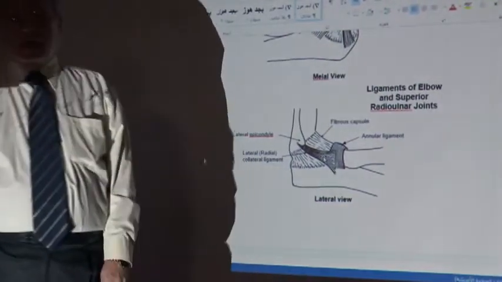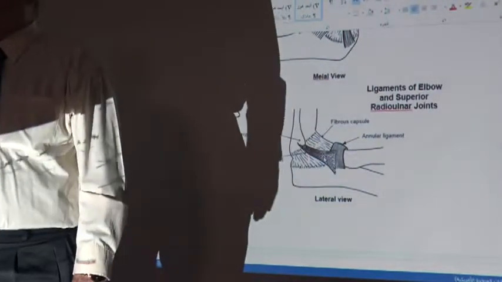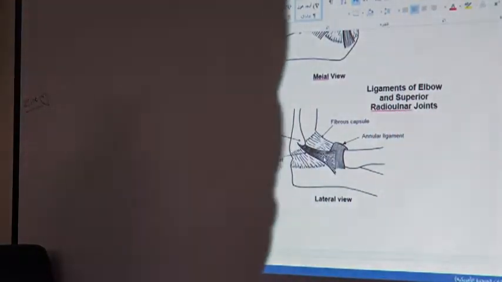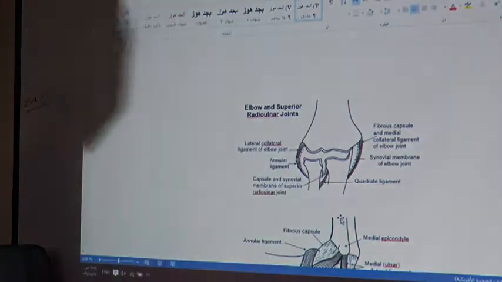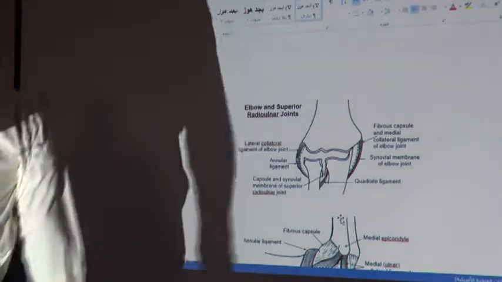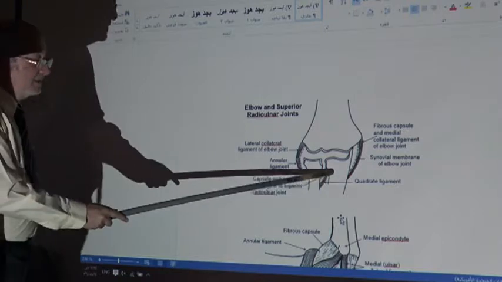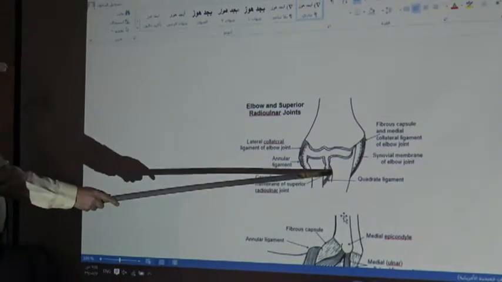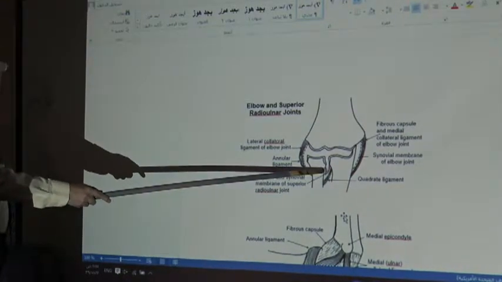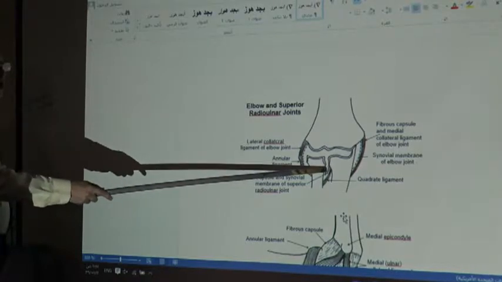The superior radioulnar joint is closed from below by this ligament, this narrow area, to close the superior radioulnar joint from below.